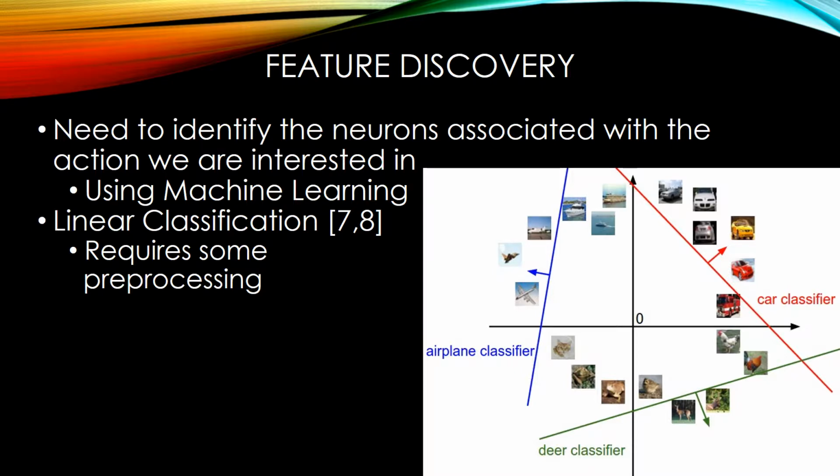In the image, you can see that airplanes, cars, and deer images are classified by lines, such that on one side of the line it fits a certain classification and something else on the other. The same can be done with sets of neurons to identify which send an action potential to perform a task, or multiple sections of neurons could be classified into different actions.